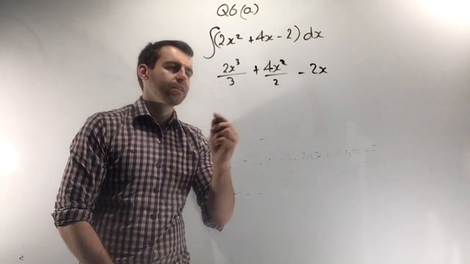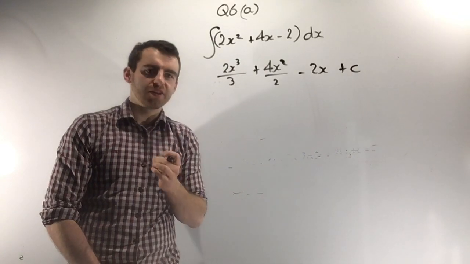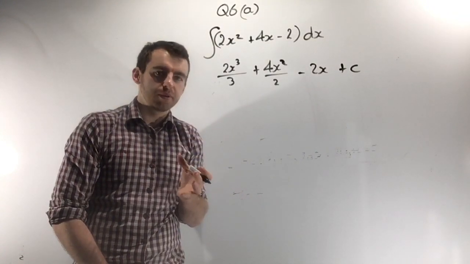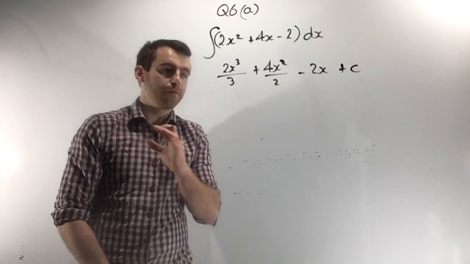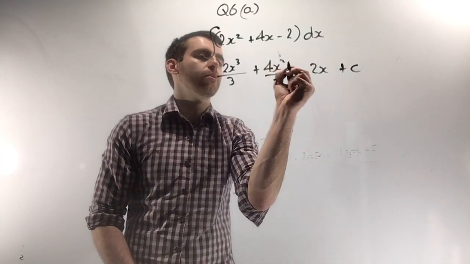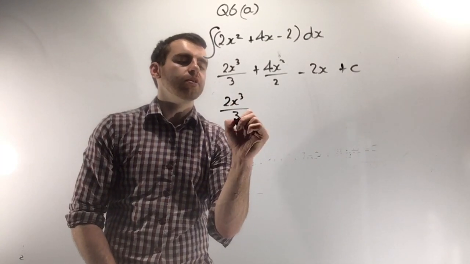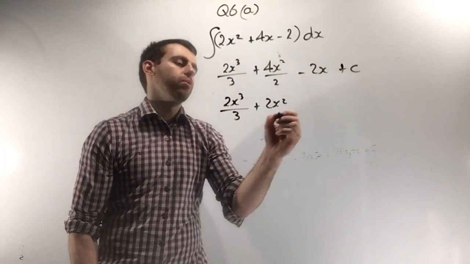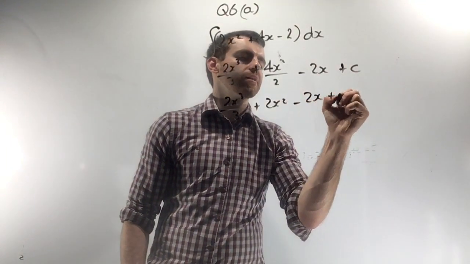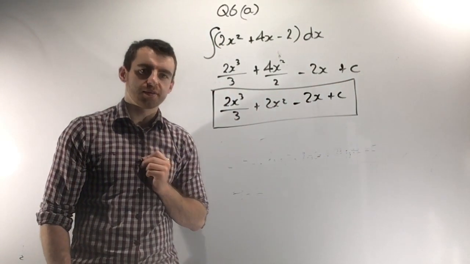If there's no limits, you have to add in your c. There were no limits given, so you have to add in your plus c. If you've forgotten your plus c, you're only entitled to 2 marks out of 5. You only get 40% of the marks in this question if you don't put in your c. And obviously your second term can be simplified, so you should leave your answer as 2x cubed over 3 plus 2x squared minus 2x plus c. And that's your final answer for the first part of question 6.